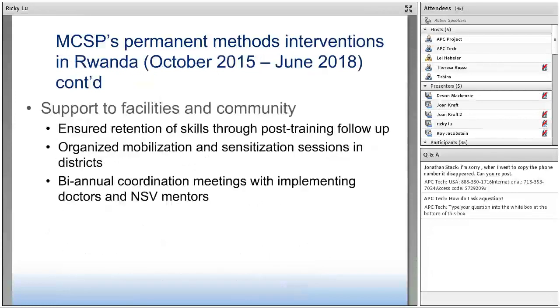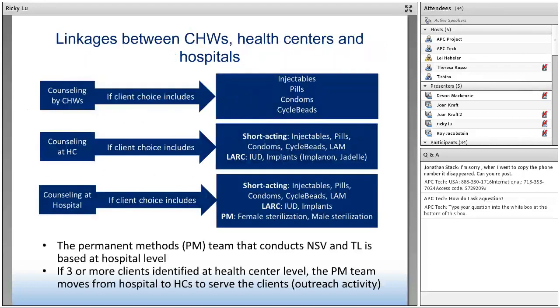So aside from just training and setting up services, we also worked with community health workers to ensure that there are regular activities that would allow our newly trained providers to practice and sustain their confidence in the skill. We also made sure that there is a way to exchange information and to learn from each other through biannual coordination meetings with physicians and the no-scalpel vasectomy mentors.